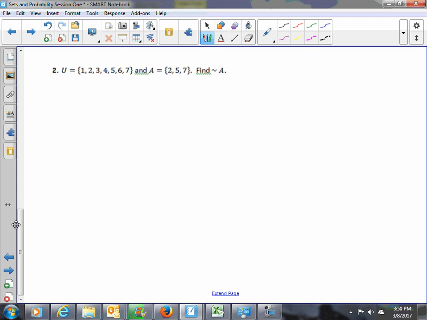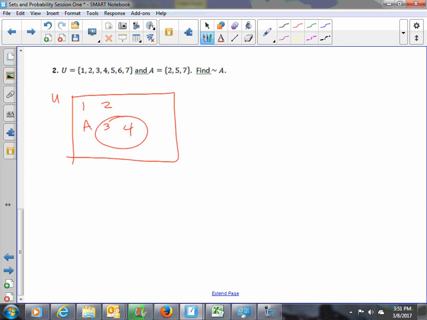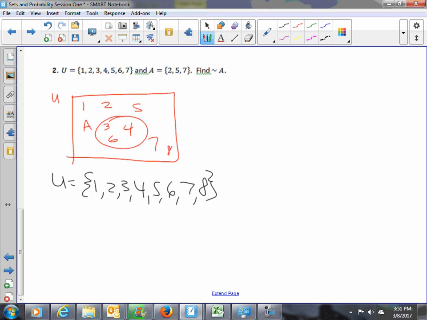All right. Imagine we have the universal set U, and let's let it be 1, 2, and we'll have a set A, 3, 4, 5, 6, 7, 8. Okay, so as you can see, the universal set is the set 1, 2, 3, 4, 5, 6, 7, and 8. And A is the set 3, 4, 6.